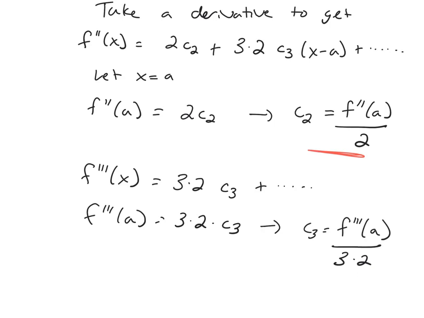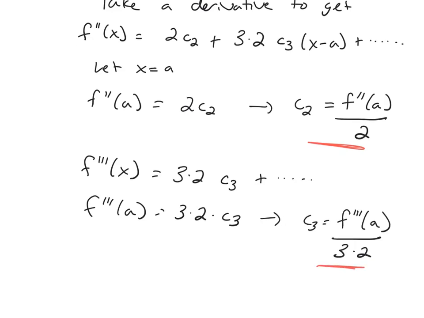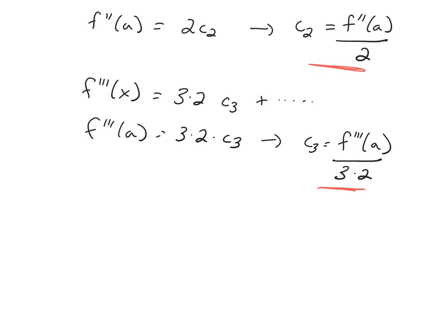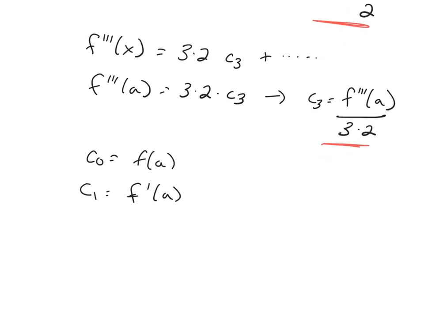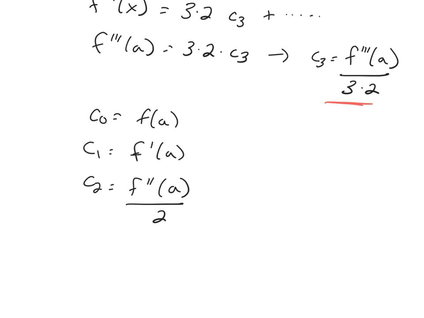So what I'm trying to do is get us to find a formula for Cn in general. But to find a formula, you can't pull it out of thin air. You've got to have enough terms written out that you can see the pattern. So let's write down what we just learned from our process here. We said C0 was F of a. C1 is F prime of a. We said C2 is F double prime of a over 2, and then C3 is F triple prime of a over 3 times 2.